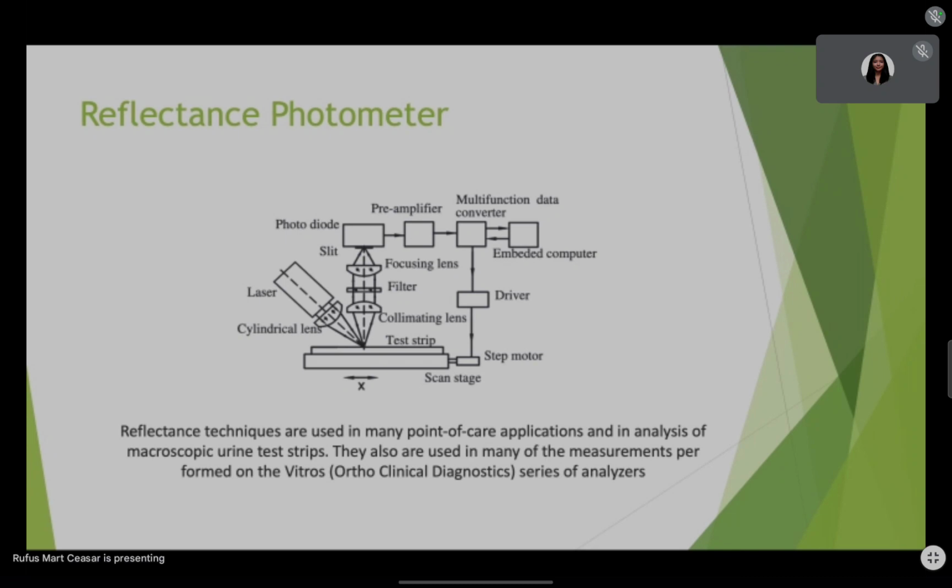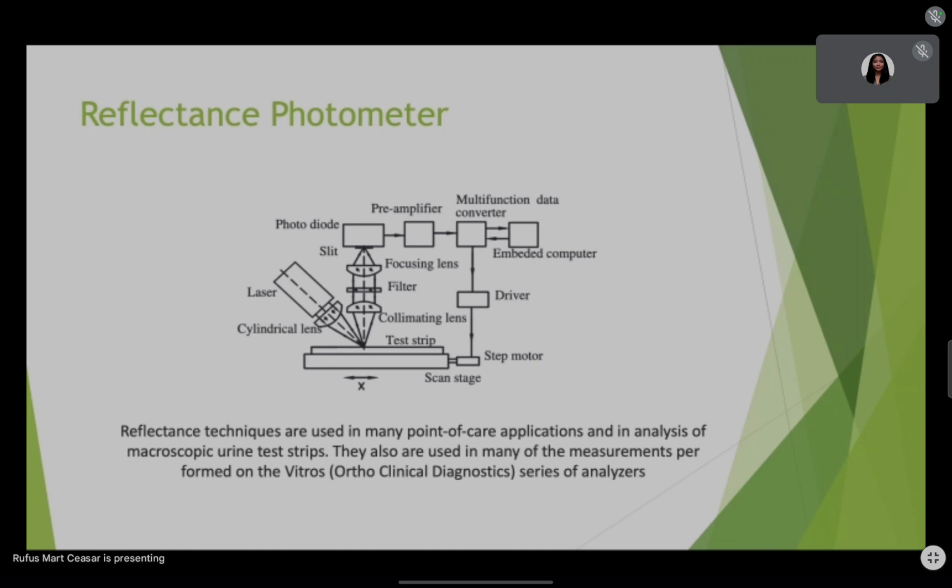As the sample concentration increases, habang in-increase natin yung sample concentration, nag-increase din yung kanyang intensity. So pag nag-increase na yung kanyang intensity, yung amount ng light na reflected nagde-decrease. The reflectance is therefore inversely proportional to the concentration of the analyte of interest and is nonlinear. So it requires a mathematical algorithm to linearize the data and determine the sample concentration.